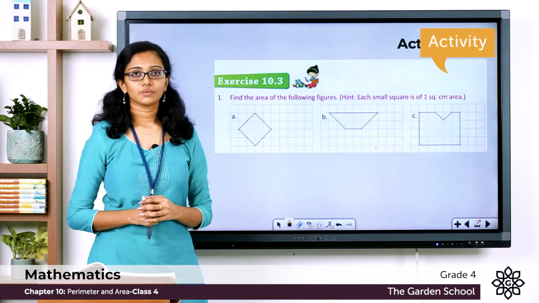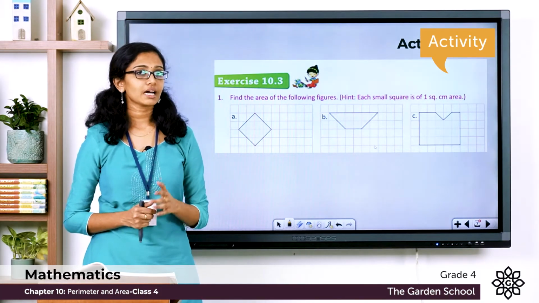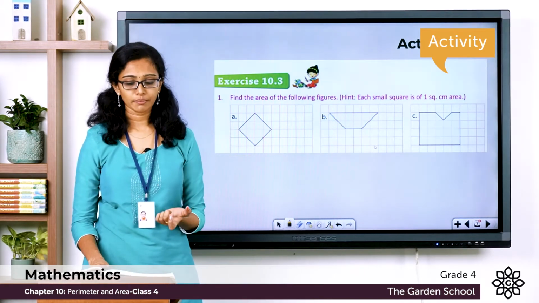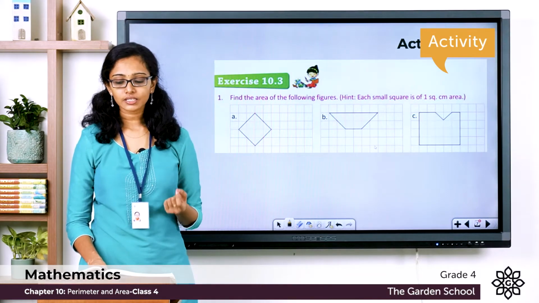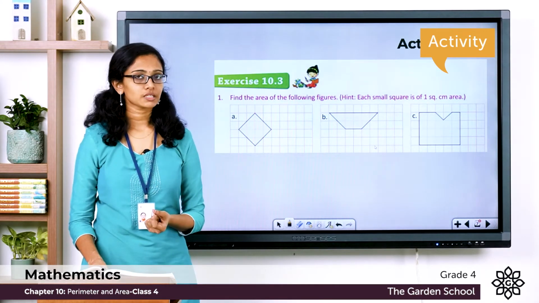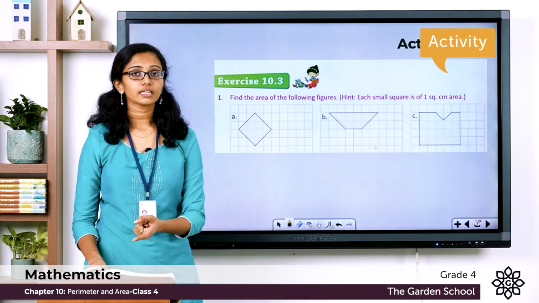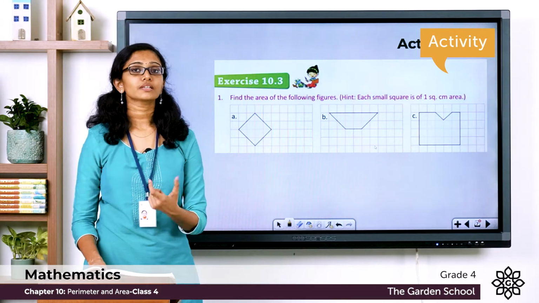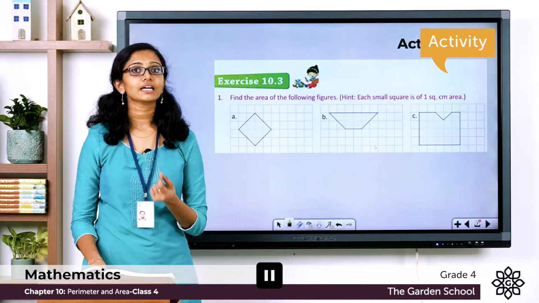Now, we'll do one activity. All of you please turn to page number 149. You can see the exercise 10.3. You have to work out the first 3 questions of question number 1. Find the area of the following figures. And there is a hint. Each small square is of 1 square centimeter area. So, you do this as an activity now. First, you have to count the number of full squares, calculate the area, then count the number of half squares, calculate the area, then add the 2 areas to get the total area of the figure. So, you please pause this video, complete these 3 questions and come back.